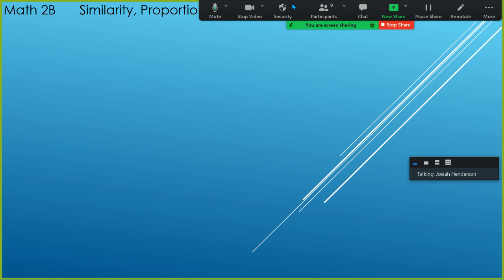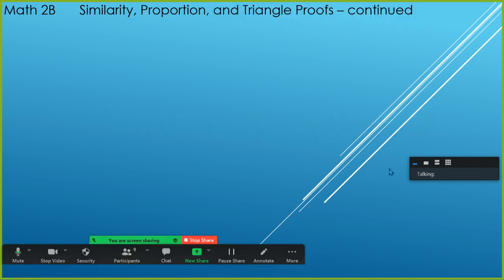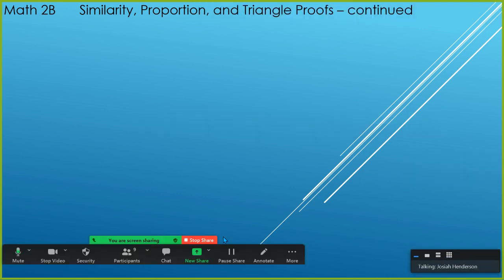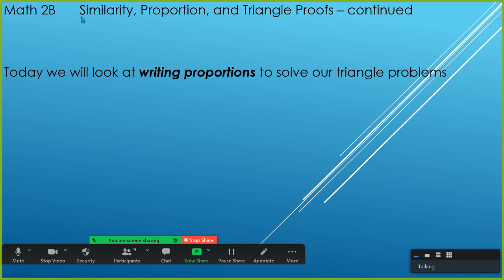So what I want to do today is just finish yesterday's lesson, and we're going to expand on one of those concepts that came up during class. So this is the third tutorial. Again, but we're finishing it and just adding a little to it. So today we'll be looking at writing proportions to solve the triangle problems.